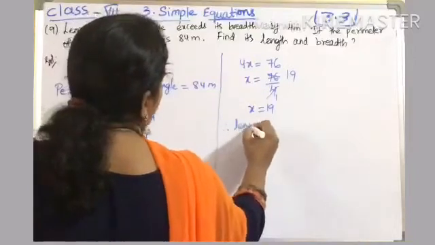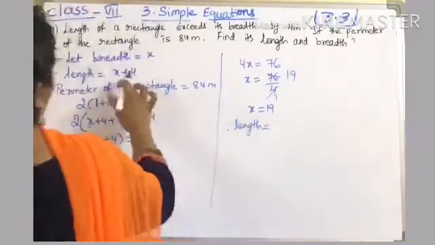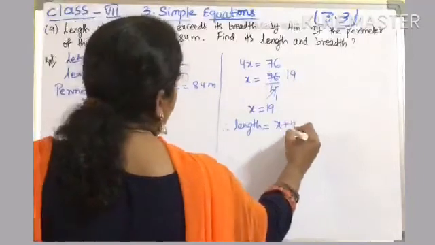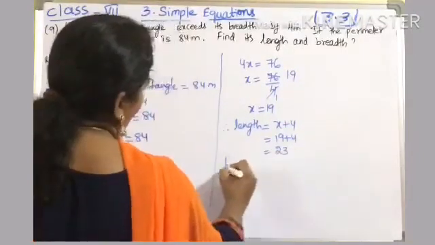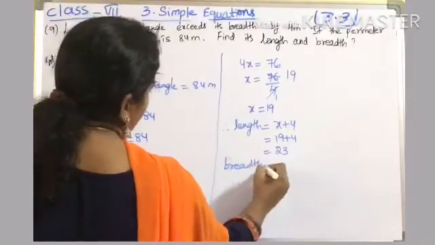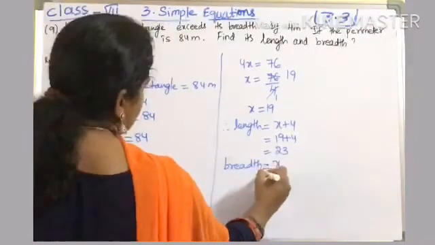Therefore, what is the length here? Length we took as x plus 4, that is 19 plus 4, how much? 23. And what is the breadth? Breadth we took as x, so x is 19.